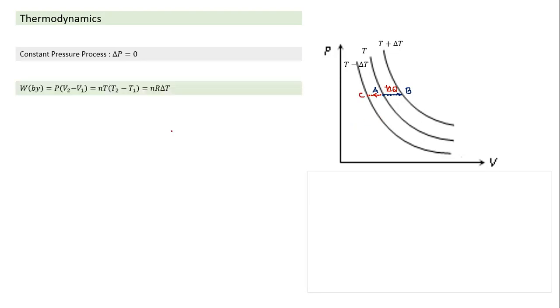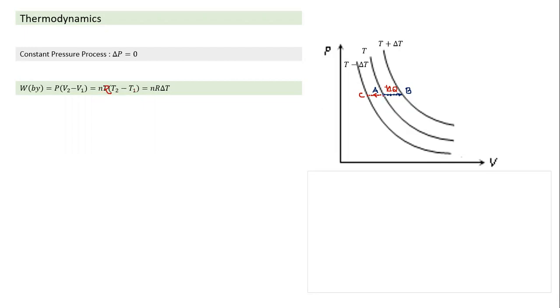Delta P is equal to zero. Hence, pressure is constant. Work done, I can directly write, P times the change in volume. P(V2 minus V1) is work done in case of a constant pressure process. And this PV2 is equal to nRT2, and PV1 is nRT1. So nR(T2 minus T1), that becomes work done.